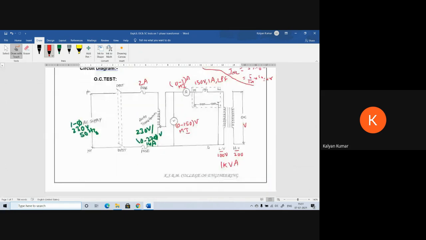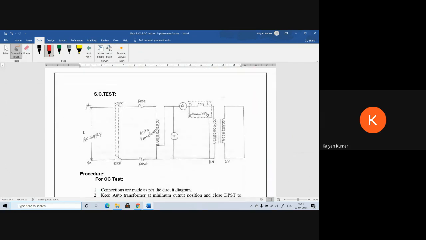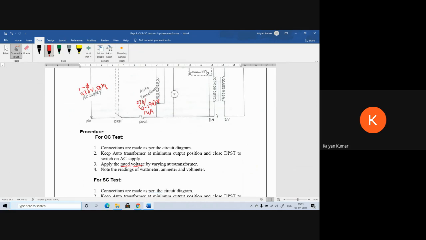Now coming to the AC test. So single phase AC supply is 230 volts, 50 hertz, and here the auto transformer is 230 input, 0 to 270 volts output, and 14 amps. Now we are connecting HV side as a primary and LV side as a secondary. It is 1 kVA. This is 200 volts. This is 100 volts.